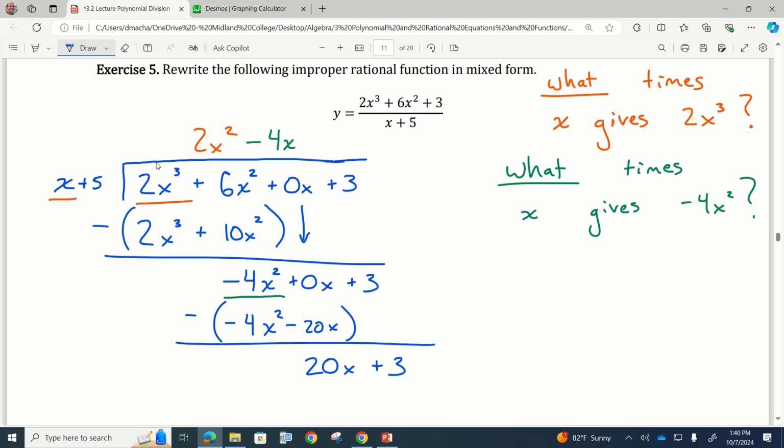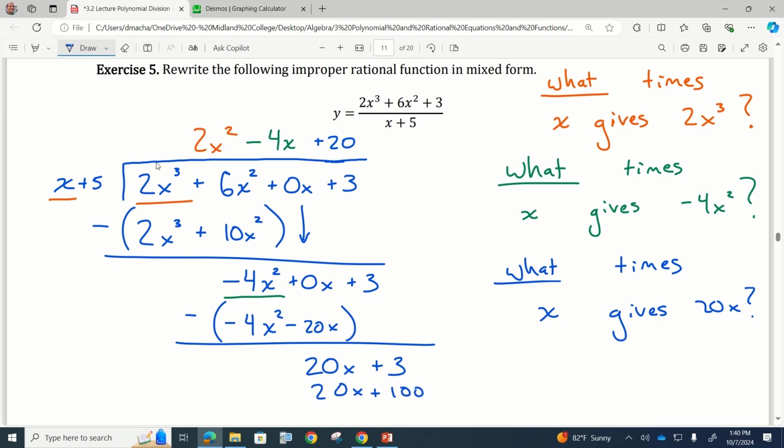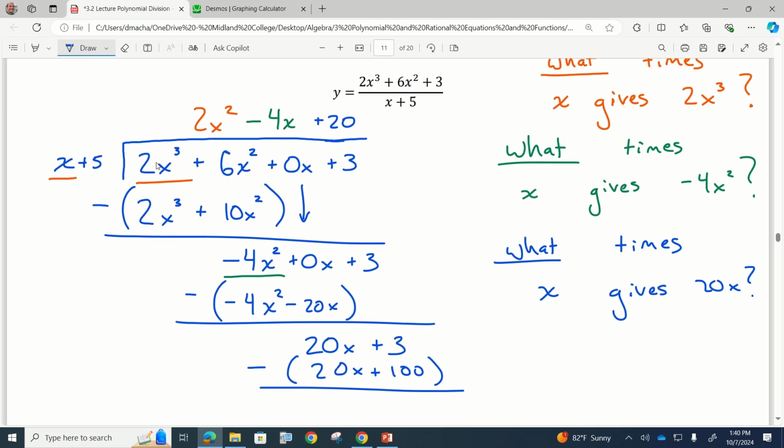Okay, and the last time I do this, the last question I'm going to ask is, what times x gives me 20x? So 20 times x is 20x. Also, 20 times 5 is 100. And then remember to put parentheses around this and subtract. And then 20 minus 20 is 0. 3 minus 100 is negative 97.